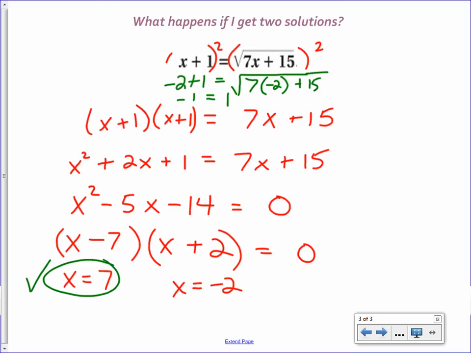Now, it doesn't ask us for plus minus. That means it only wants the positive one. So on the right side, we ended up with a positive 1, but on the left, we got a negative 1. So in this case, our answer, x equals negative 2, doesn't work. Again, that might not always be the case, so you have to check them both to show me which one works.